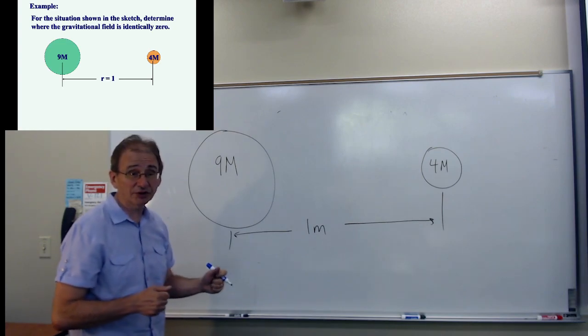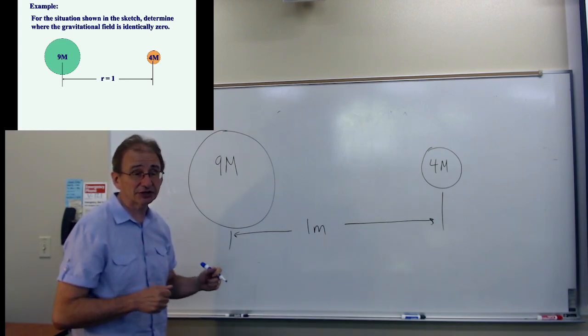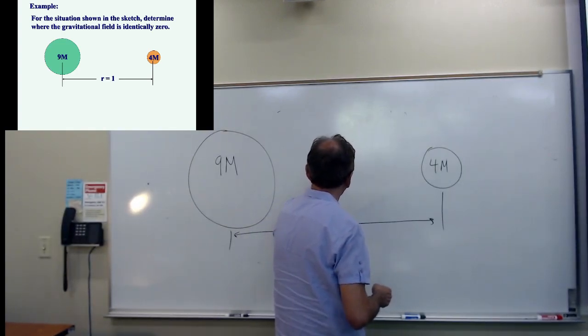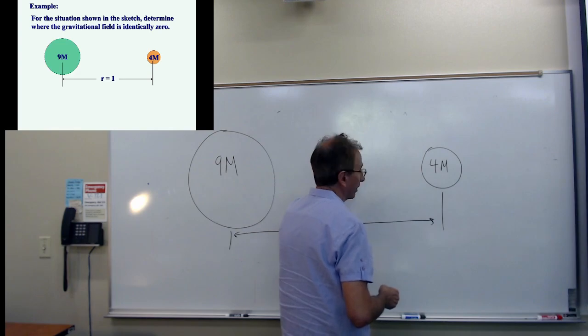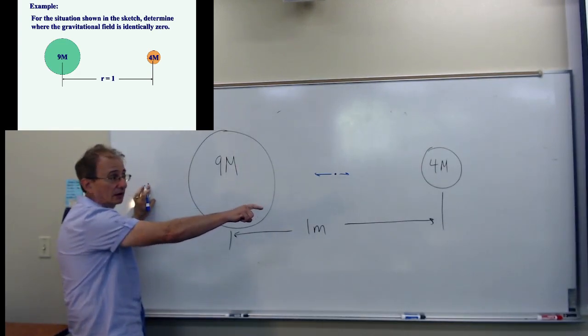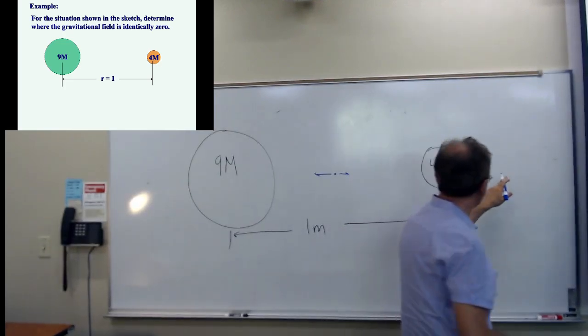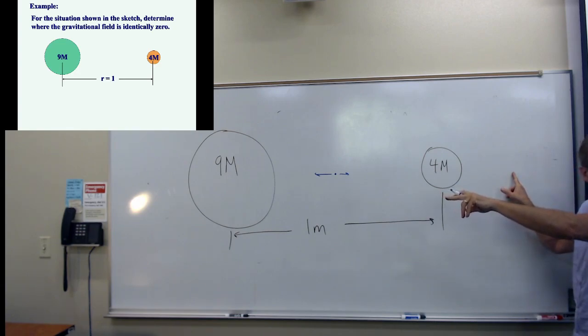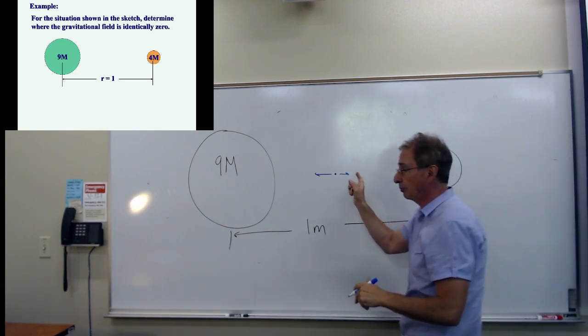Yeah, the field always points towards the source, right? The gravitational field always points towards the source. So if you're somewhere in between, you're going to even out something. You have one this way and one this way. If you're over here, they both point that way. If you're on the other side, they both point that way. But if you're in between, they point in opposite directions.